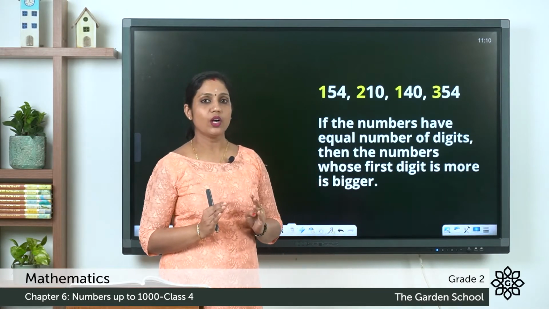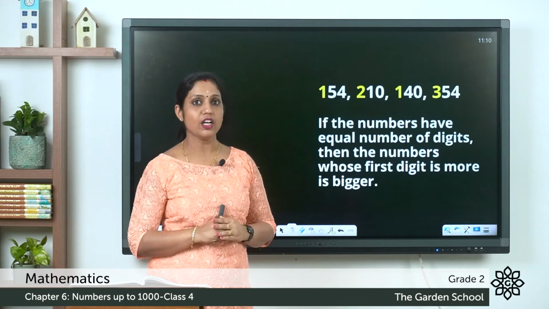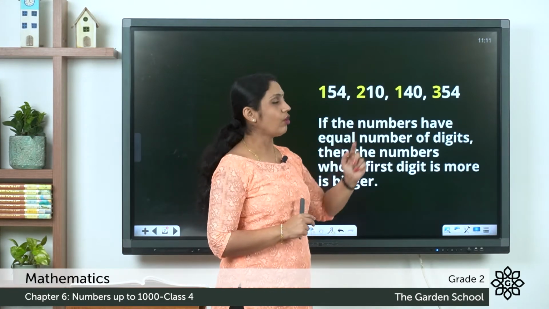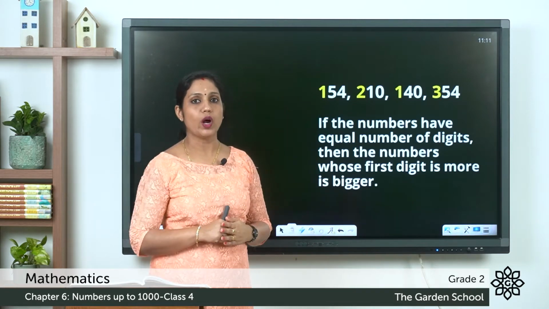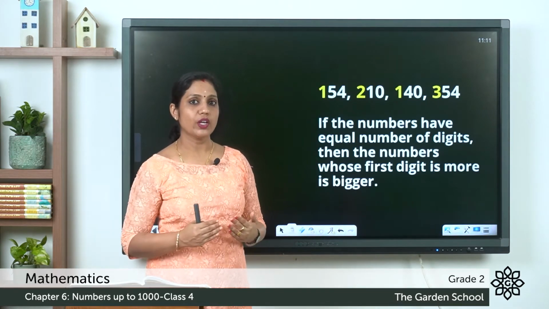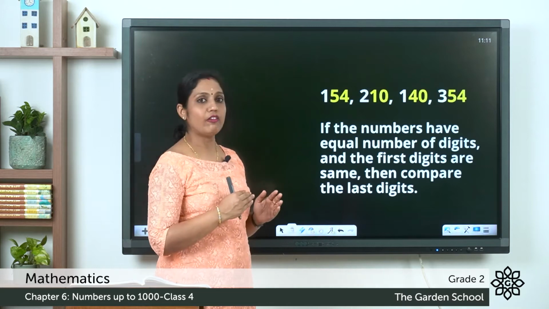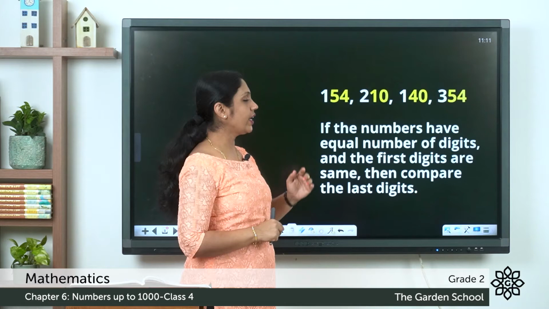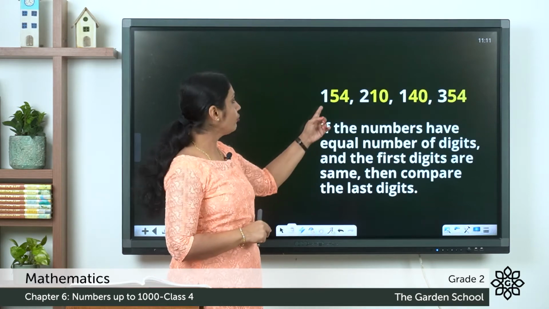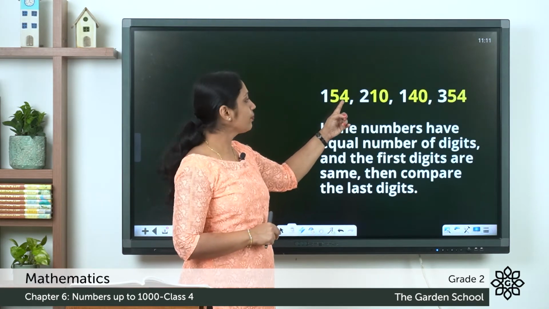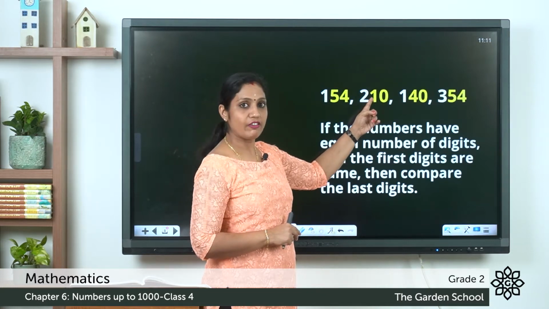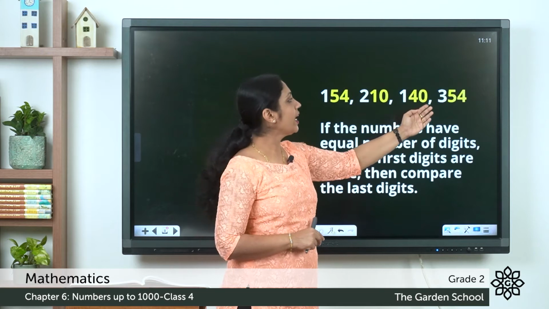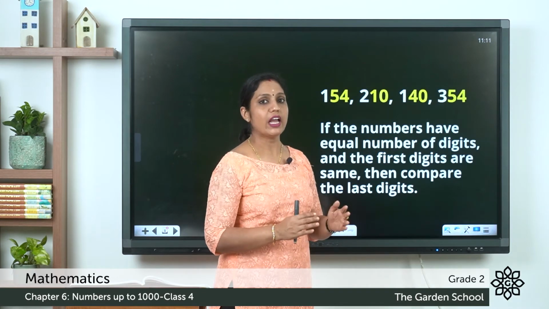So now in the ascending order, we have to arrange the smallest number first. Now we have 154 and 140 with the hundreds place 1. When you get such a case, what do you have to do? You have to move on to the next place. So look at the last digits. In the number 154, we have 54 in the last place. In the number 210, we have 10. In the number 140, we have 40. And in the number 354, we have 54.